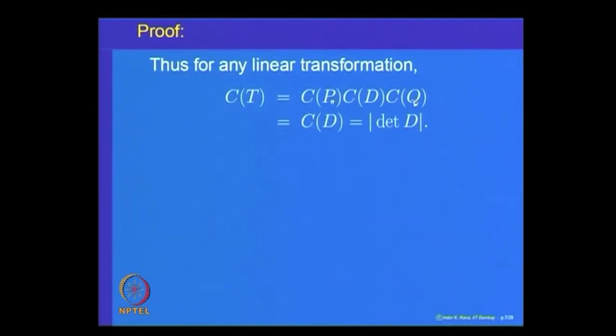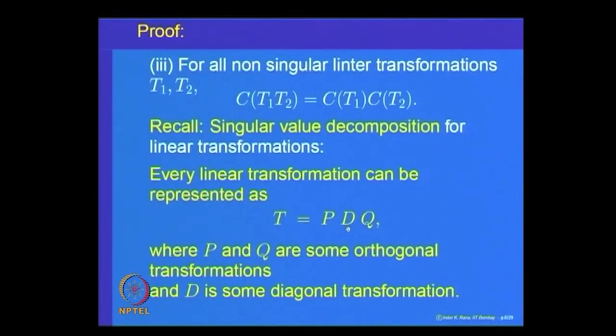But just now we observed that for orthogonal transformations, the constant associated is 1. So, C of P is 1 and C of Q is 1. That gives you C of T is equal to C of D, because both the first and the last multiplicative factors are 1. And for a diagonal transformation, we have already shown this is equal to determinant of D. So, for the linear transformation T, the constant C of T is equal to determinant of D, where D is the diagonal transformation which appears in the singular value decomposition T equals P D Q.